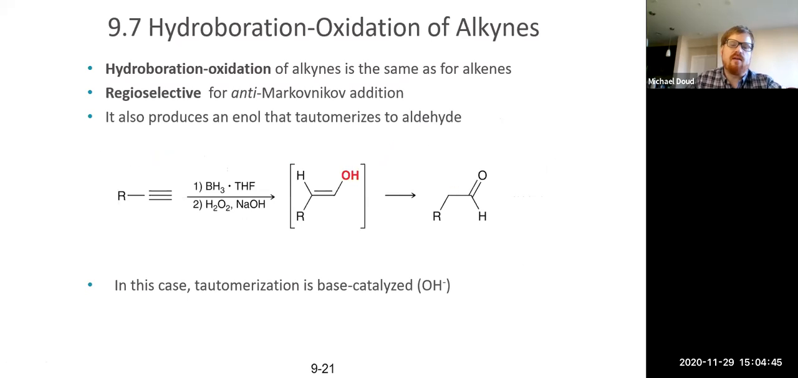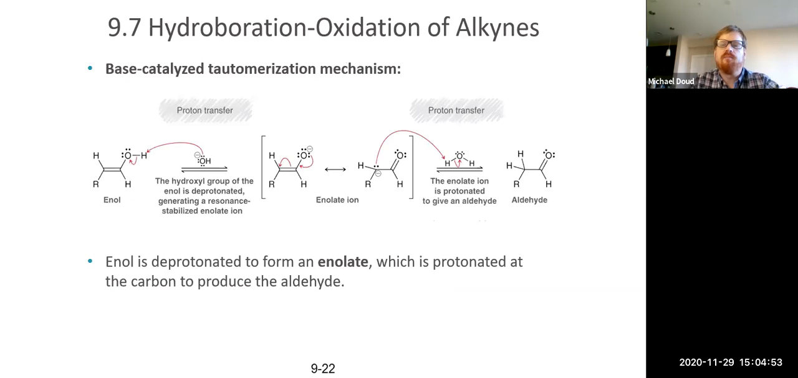Okay, so again, don't worry about the mechanism for the hydroboration-oxidation of the alkyne. I know you had to do it for the alkene already, so don't worry too much about that mechanism. However, the base-catalyzed tautomerization is worth a look here. What happens first is you put your enol into a base that's going to deprotonate the enol and give you the enolate ion.